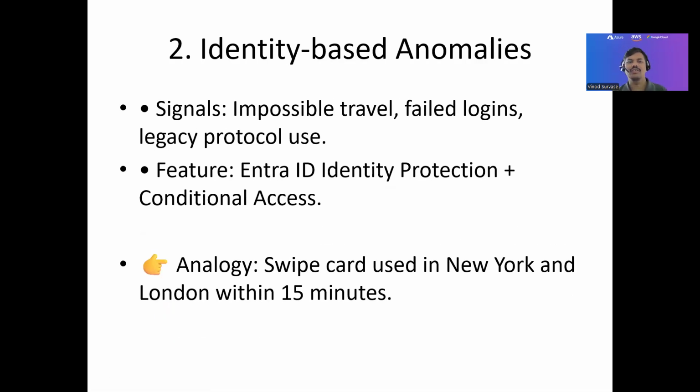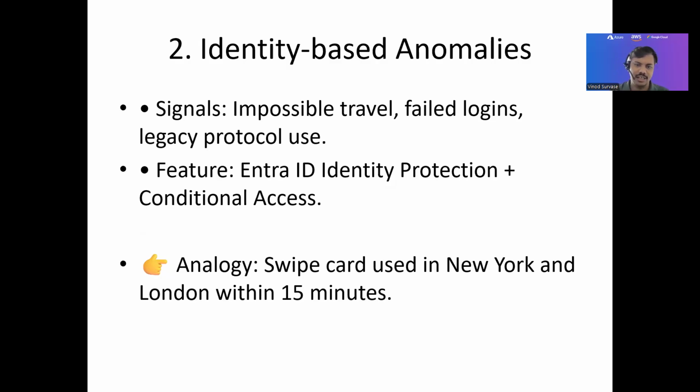So let's jump to the second. This is the second one, which is identity-based anomalies. How are you going to identify, and what are the signals, right? Which includes impossible travel, failed logins, legacy protocol usage, right? Identifying those anomalies would help us, and it is a part of Entra ID Identity Protection plus Conditional Access, right? So that is going to help us make use of those to prevent and protect identities.